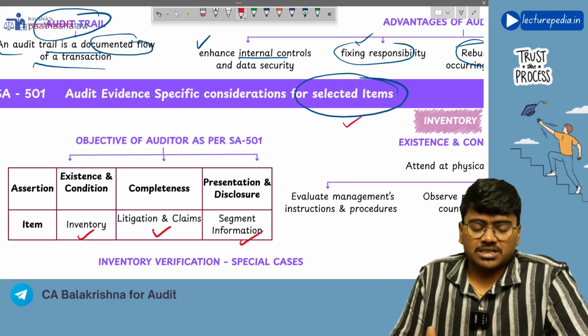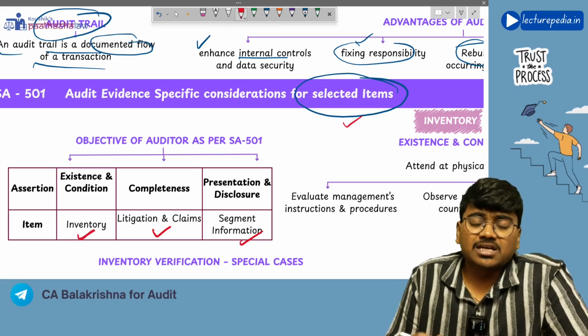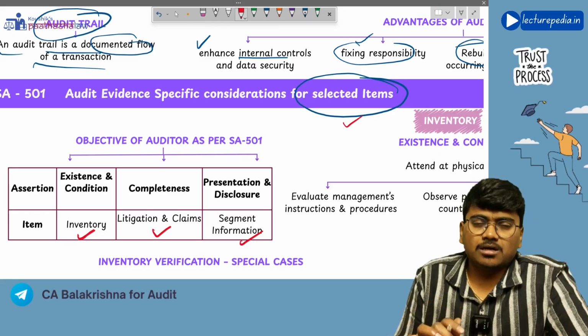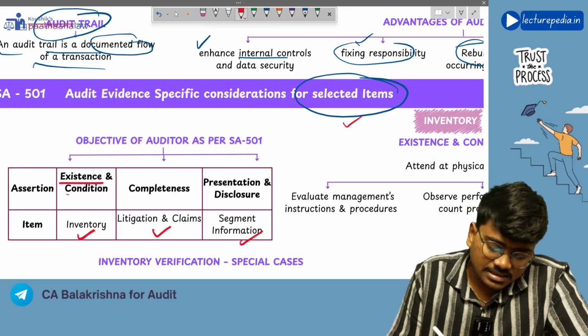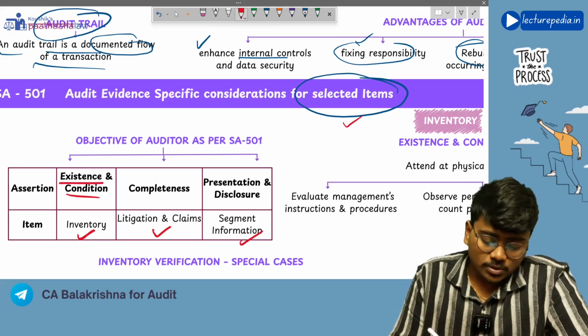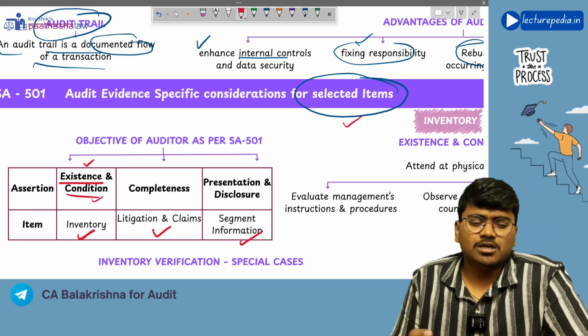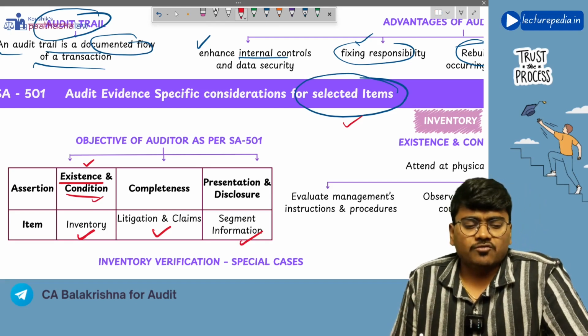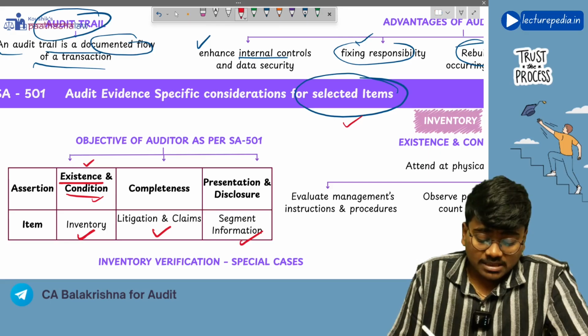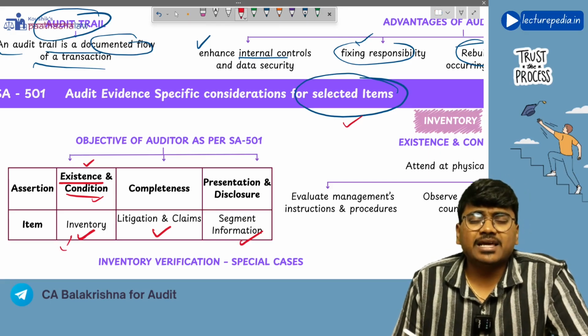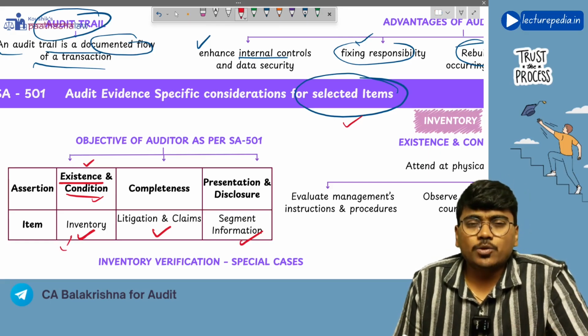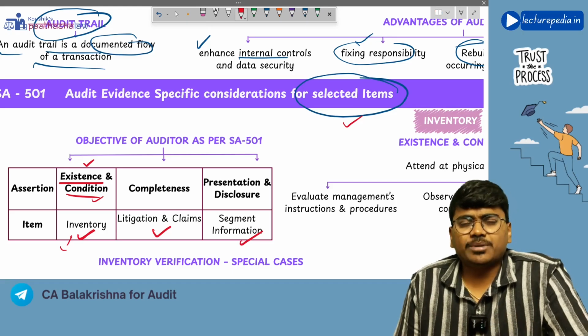So what are those assertions? With respect to inventory, the assertions we will be dealing with are existence and condition. Only with respect to existence and condition of inventory, which audit procedure you have to perform, that we will be dealing with here. There are some other assertions with respect to inventory, like completeness and valuation. These assertions we will not be covering here.